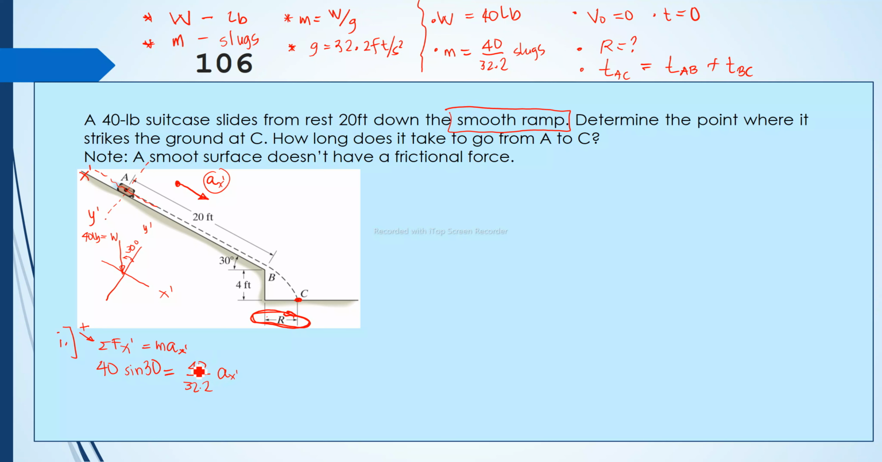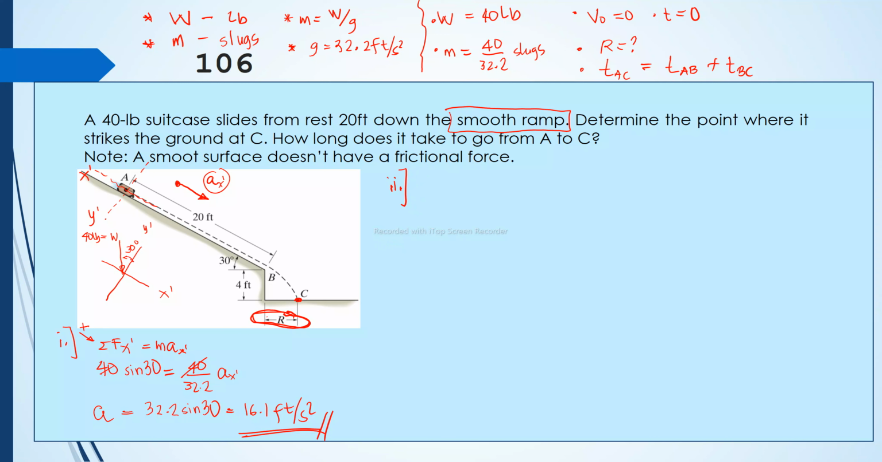There is a 40 on the left and on the right side. They just cancel one another. Then our acceleration is just equal to 32.2 sine 30, or simply 16.1 feet per second squared. Next, is the acceleration constant or increasing? Obviously, the acceleration here is constant. What does this imply when I say that the acceleration is constant?